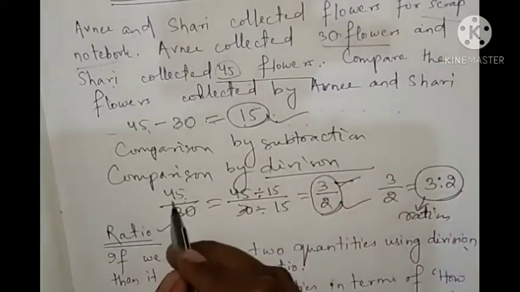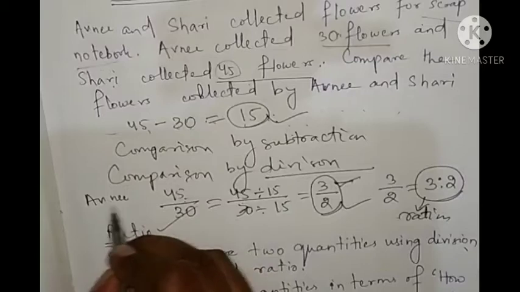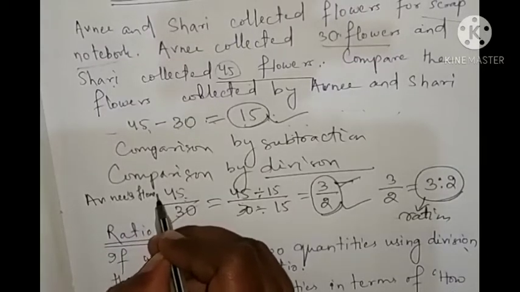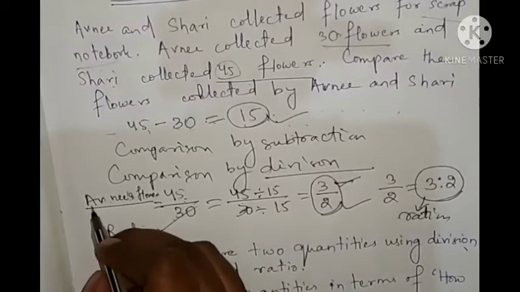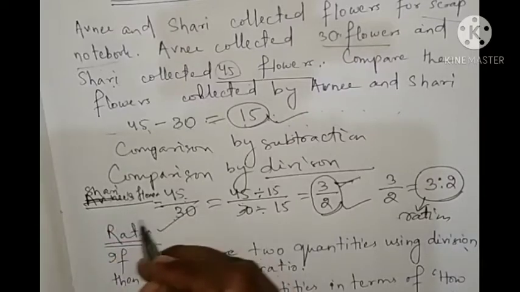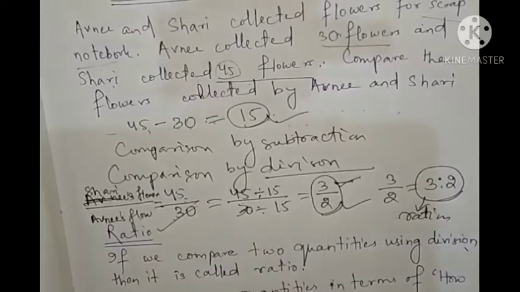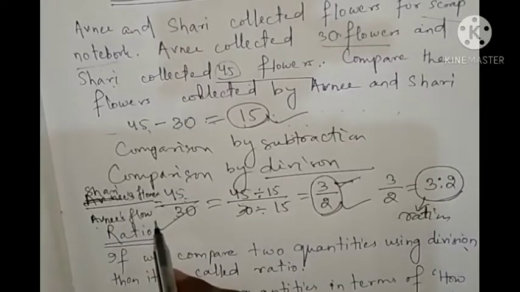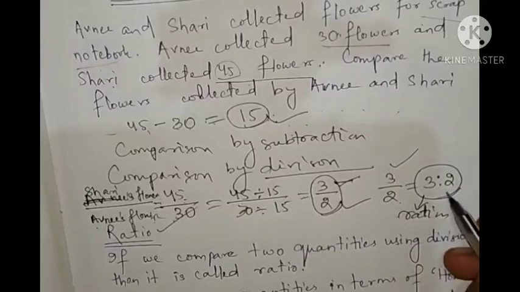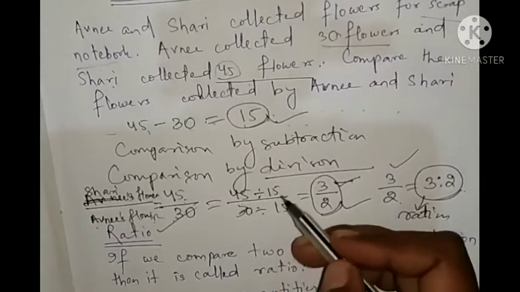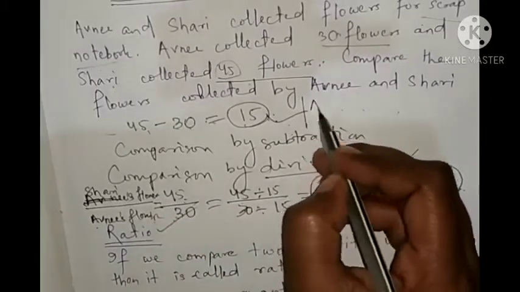So this is comparison. Whose flowers are 45? 45 is Sari's flowers and 30 is Avni's flowers. So here by division we have compared Sari's flowers with Avni's flowers. What did we get? That comparison is 3 by 2, written as 3:2. If we compare Avni's flowers with Sari's flowers, what will we write?